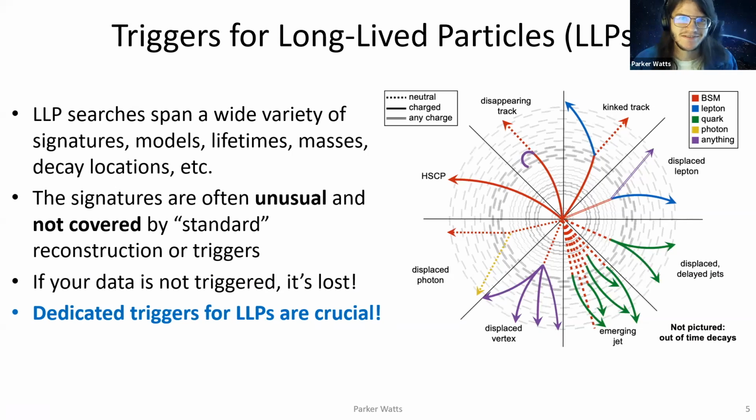Now I'll talk about the triggers for long-lived particles. Long-lived particles can have distinct signatures. You can see several different ones in this picture on the right. LLP searches span a wide variety of signatures, models, lifetimes, masses, and decay locations. Oftentimes they aren't covered by the standard reconstruction or triggers. So if we don't trigger on it, then it's lost, which is the motivation for a dedicated trigger for LLPs.